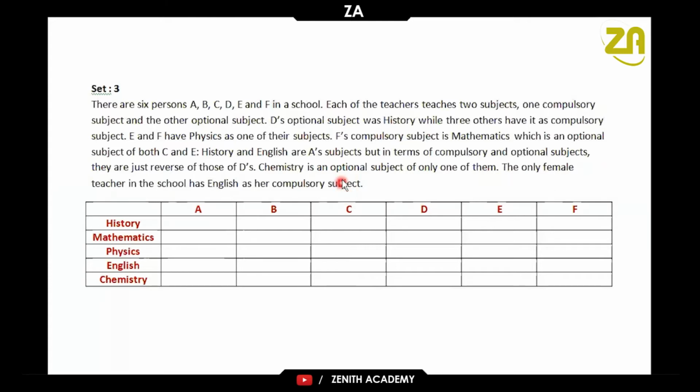Look here. First, you take direct information. D's optional subject was history. D's optional subject, history. While three others have it as a compulsory subject, underline it.